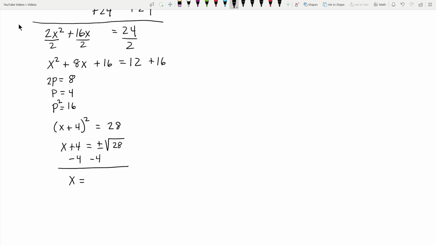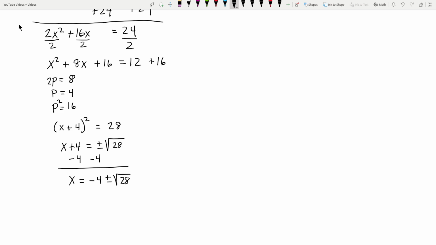X equals minus 4 plus or minus the square root of 28. This one's a little harder to check, so I'm not actually going to go back through and do the check on this one. If you want to go back and do the check, you would have to put this into your calculator, turn it to a decimal, and get an approximation, because it's too much to try and put that through the function.